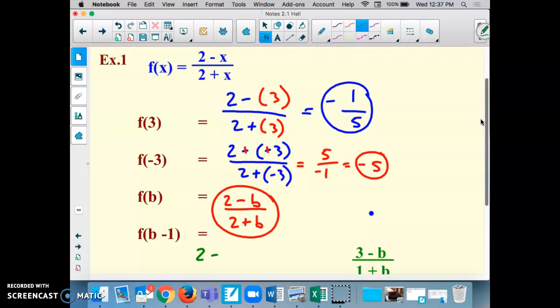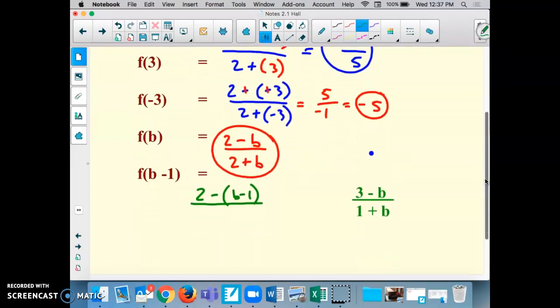I'm going to use parentheses. In place of x, I'm going to put b minus 1, divided by 2 plus x. In the place of x, again, I'm looking at the original function, right here. In the place of 2 plus x, instead of the x, I'm going to put b minus 1. So 2 plus b minus 1.